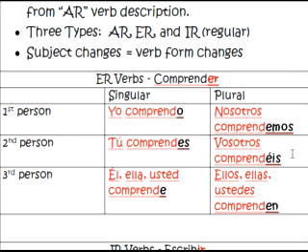Vosotros is the Spain form, as you know. It's you all, as they say in Spain. Vosotros comprendéis. And finally, they, using guys only, they using girls, ellas, or mixed form, ellos, are Latin American, ustedes comprenden. Okay, that's pretty easy. Regular ER verbs conjugate that way.